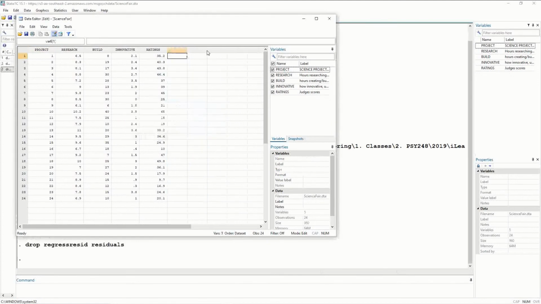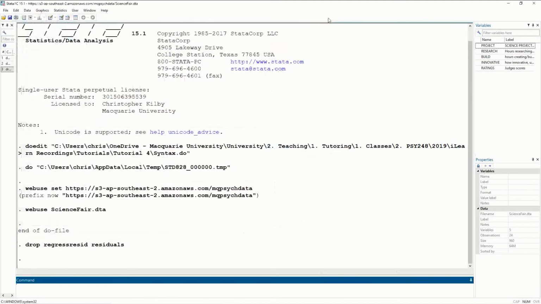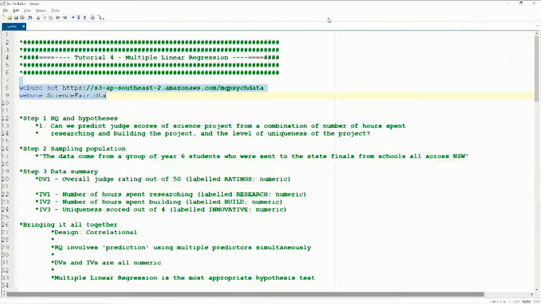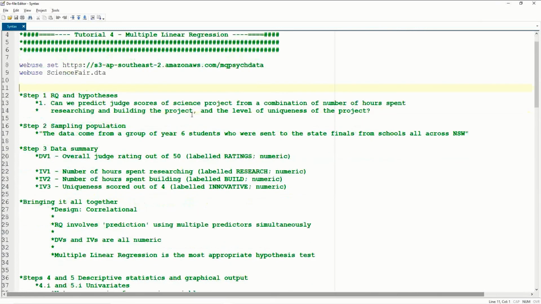Because we can calculate those later if we want to. So just to remind ourselves, we do now have a new research question from last week. Last week we had 3 research questions, this week we have 1. And that research question is, can we predict the judges' scores of science projects from a combination of the number of hours spent researching and building the project and the level of uniqueness or innovativeness of the project?